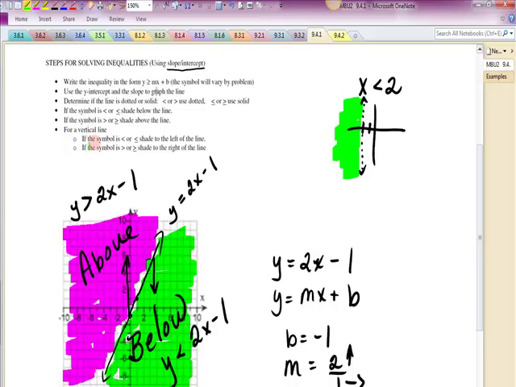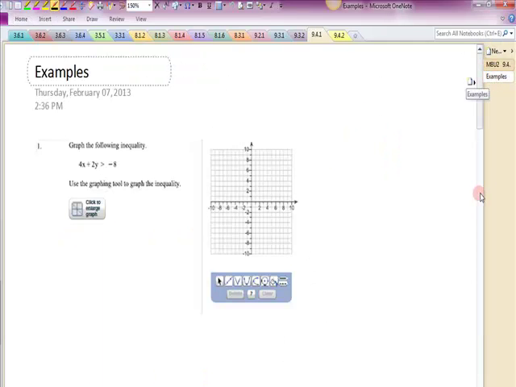So for a vertical line, if the symbol is a less than or equal to, shade to the left. If the symbol is greater than or equal to, we would have shaded to the right. If it had been either of these including the equal, this line would have been solid. All right, those are some things to think about. Let's look at more of this with the example problems.